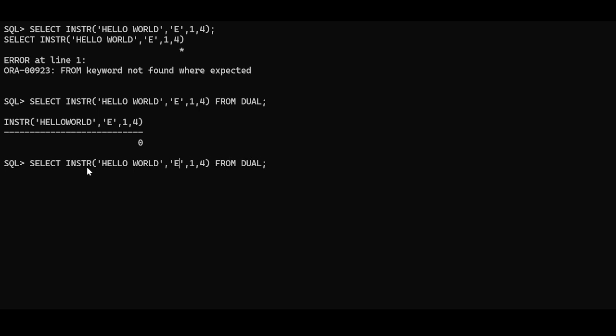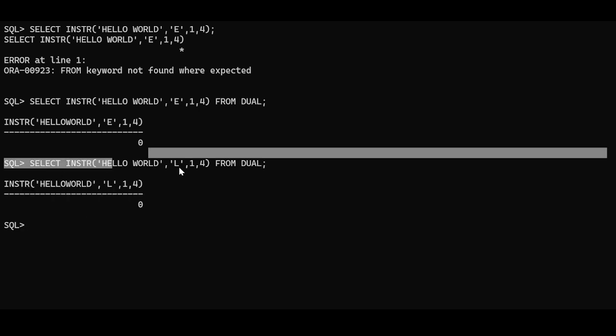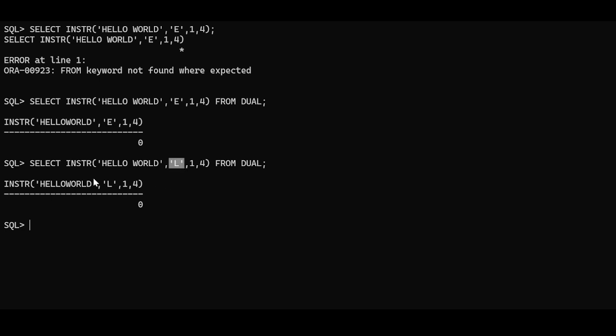We will use L here. Hello world, L, 1 comma 4. Instead of 4, let me take 2. So it is going out of the bound.